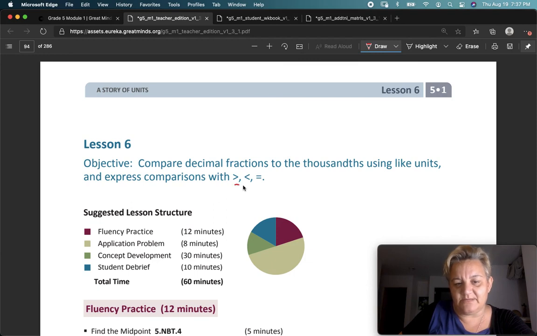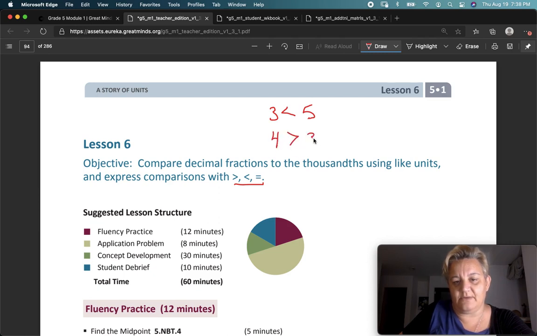What I'm doing here with these symbols is I'm going to compare them, right? 3 is less than 5, and 4 is greater than 3, and 3 is equal to 3. So what I'm doing is I'm comparing two numbers. I just used whole numbers, very easy to understand, but we are going to be using decimal fractions.